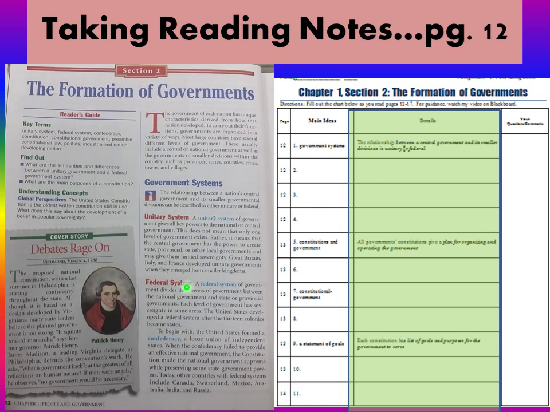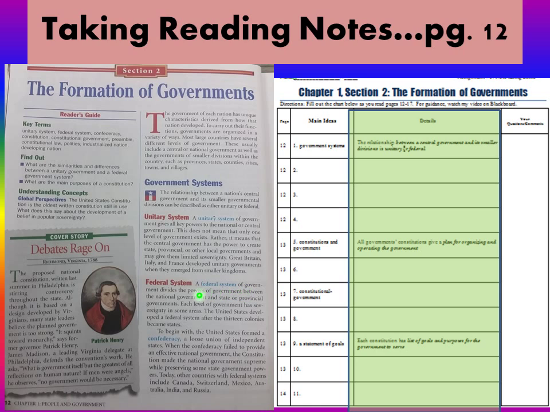Okay. Federal system. This is going to be number 3. A federal system of government divides the powers of government between the national government and state or provincial governments. Each level of government has sovereignty in some areas. The United States developed a federal system after the 13 colonies became states. So stop there.